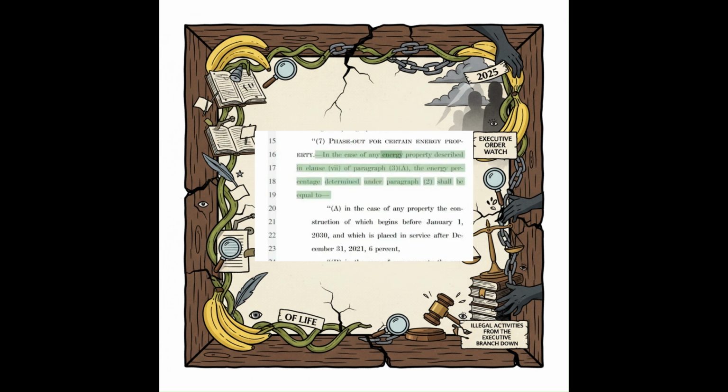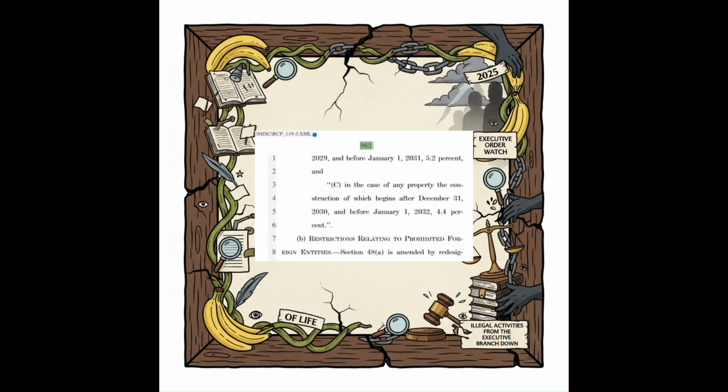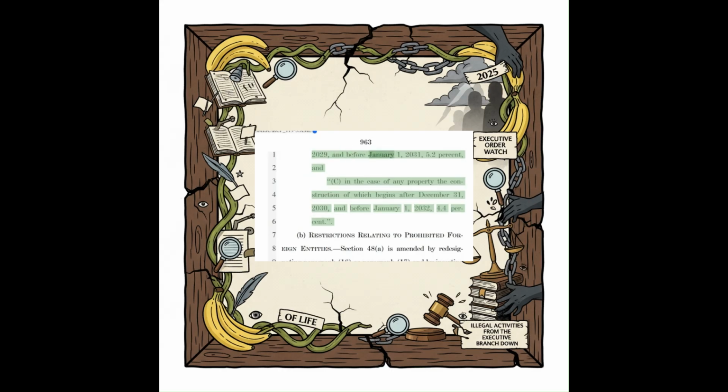In the case of any energy property described in clause of paragraph, the energy percentage determined under paragraph shall be equal to: in the case of any property the construction of which begins before January 1st, 2030, and which is placed in service after December 31st, 2021, 6%; 2029, and before January 1st, 2031, 5.2%; and in the case of any property the construction of which begins after December 31st, 2030, and before January 1st, 2032, 4.4%.